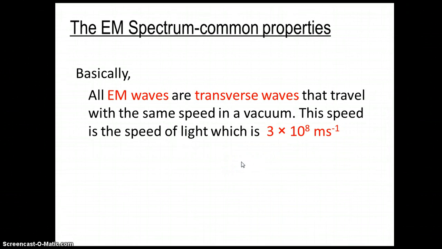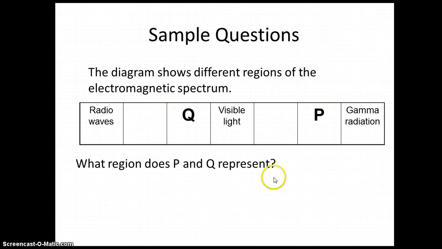Okay, EM waves are transverse waves, and so we know already they travel with the speed of light, 3 times 10 to the power 8 in vacuum. Now, this is one particular question that could be asked, asking you to state the regions P and Q, fill in the blanks. It's arranged in some order from radio wave to gamma ray.